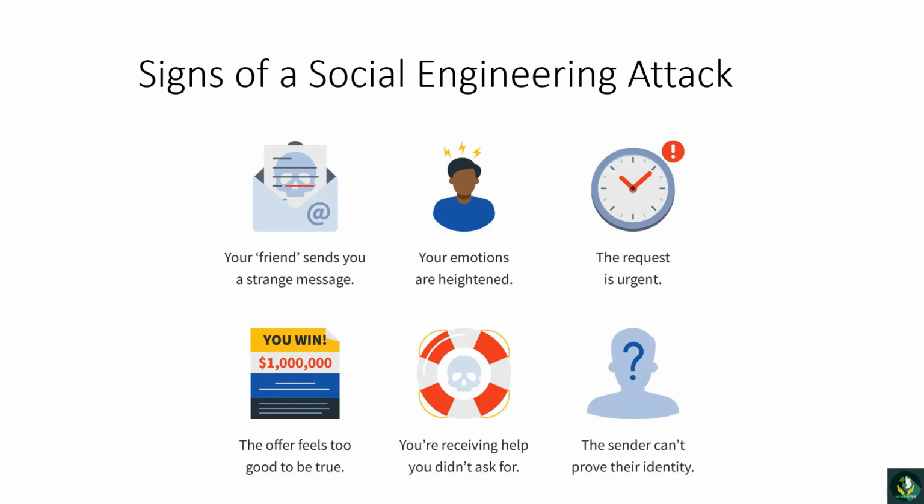The request is urgent. Social engineers don't want you to think twice about their tactic. That's why many social engineering attacks involve some type of urgency, such as a message saying you need to download new cybersecurity software to wipe a virus off your computer. The offer feels too good to be true.